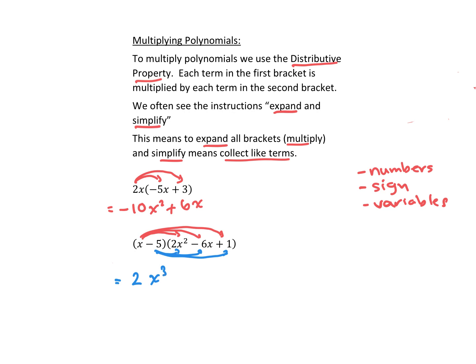Then we have 1 times negative 6 is negative 6, and we have x times x would be 2x's. And then we have 1 times 1 is 1, and we have 1x. Then we're going to do negative 5. So negative 5 times positive 2 is negative 10, and we have 2x's. We have a negative times a negative is a positive 30. And we have 1x, and then we have negative 5 times positive 1 is negative 5.